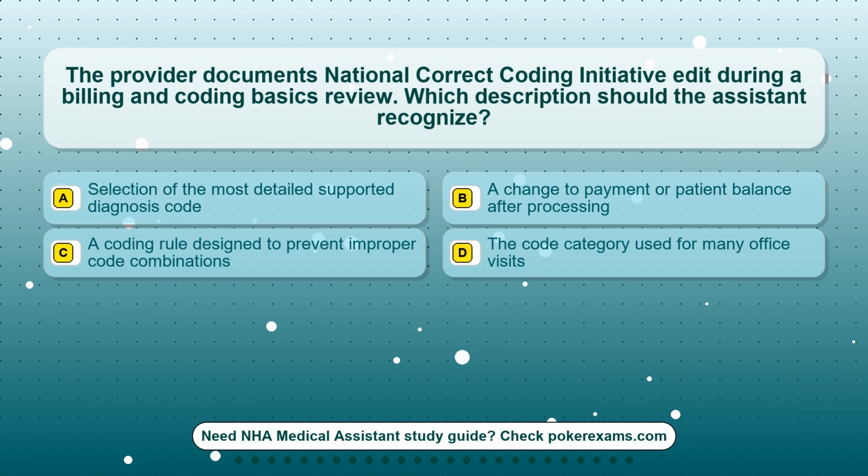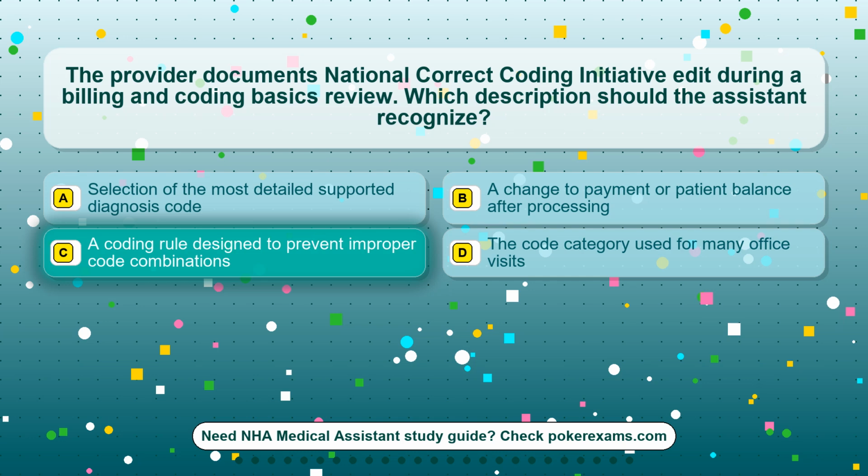Question 18. The provider documents National Correct Coding Initiative edit during a billing and coding basics review. Which description should the assistant recognize? Option A. Selection of the most detailed supported diagnosis code. Option B. A change to payment or patient balance after processing. Option C. A coding rule designed to prevent improper code combinations. Option D. The code category used for many office visits.